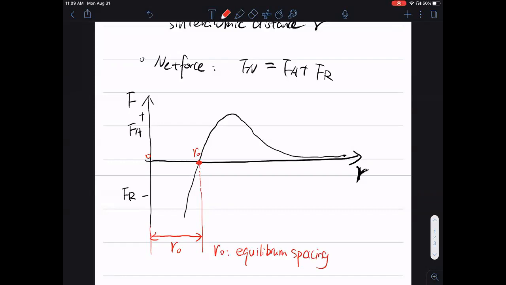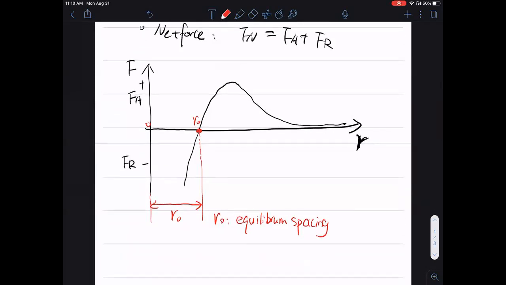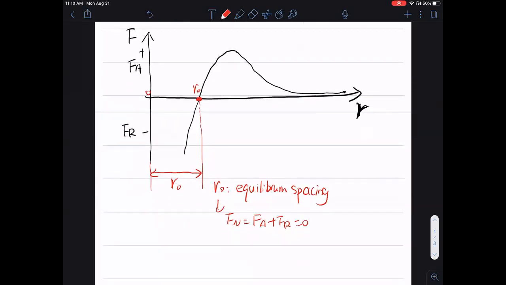So what is happening when R equals R0? That's where this curve intersects with the x-axis. What is the magnitude of force at that point? 0. So at that point, our net force equals Fa plus Fr equals 0. That's a special point: when the two atoms reach this equilibrium spacing, there's no force between them. The net force is 0. And we're going to talk about how that is related to the energy between two atoms.